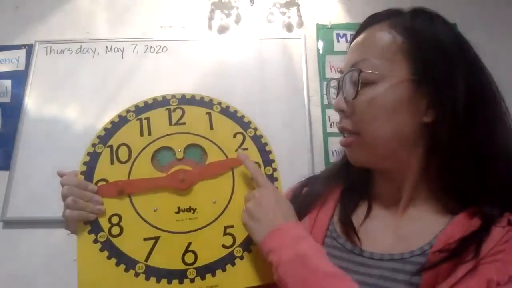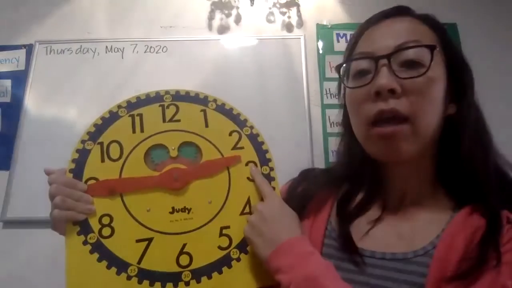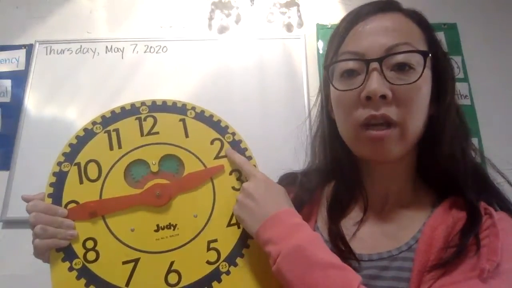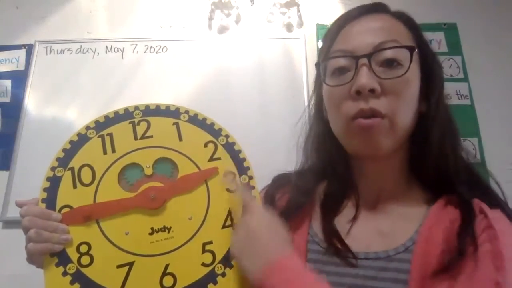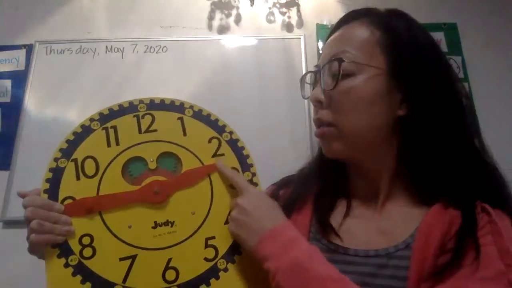So in this case, I have my hour hand pointing between my 2 and my 3. So which time is that? Are we going to have 2 in the hour or 3 in the hour? 2, because we always look at the hour that comes first. So the 2 comes first.